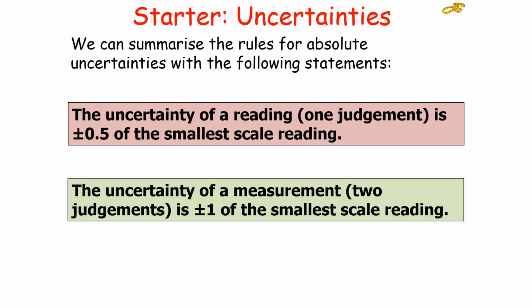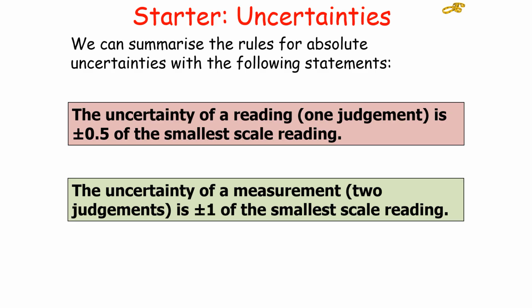So we can say that the uncertainty for a reading, which is one judgment, is half of the smallest scale reading, the resolution of the device, whilst the uncertainty of a measurement, two judgments, is just the resolution of the smallest scale reading of your measuring device.